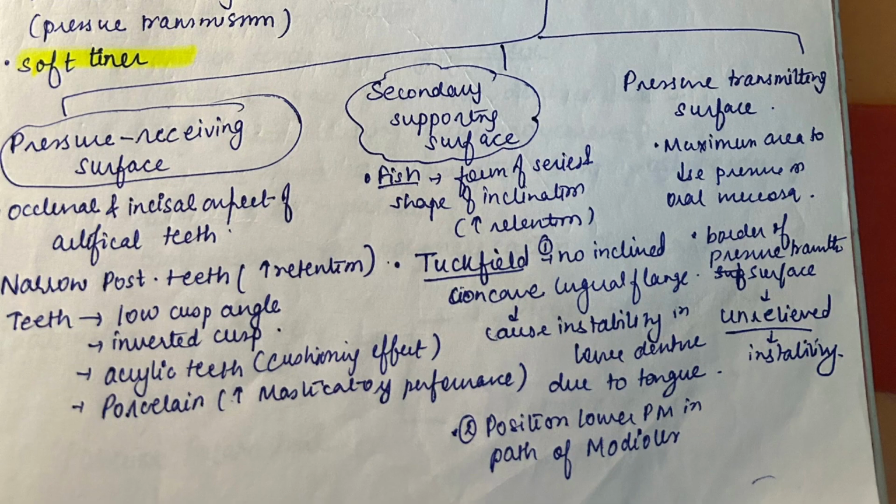In secondary supporting surface, two people explained: Fish and Tuck Field. According to Fish, we can form series and we can use inclination. As we increase the inclination, the retention increases. In the pressure transmitting surfaces, if we do not relieve it properly, it may lead to instability. So, relief areas are important.